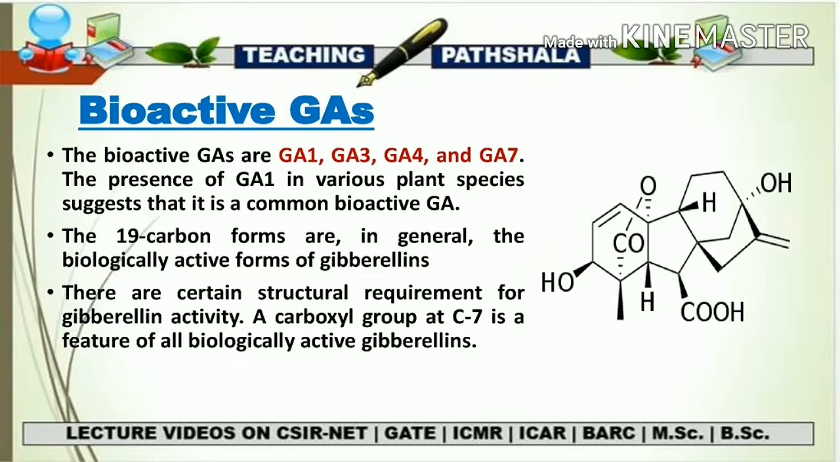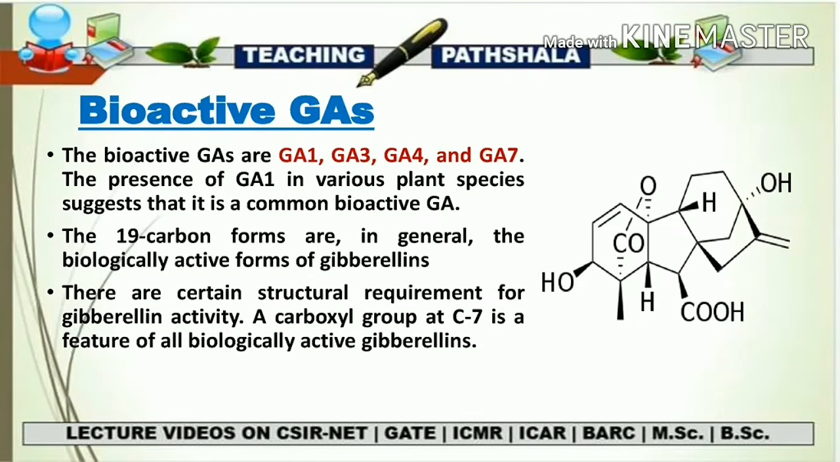So a carboxyl group at carbon 7 is a feature of all the biologically active gibberellins. The gibberellin which has the carboxyl group, that is the COOH, on carbon 7 will be regarded as a biologically active gibberellin. And the gibberellin which does not have this carboxyl group at the carbon 7 position will not be regarded as a biologically active gibberellin.